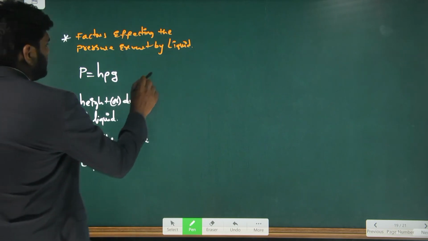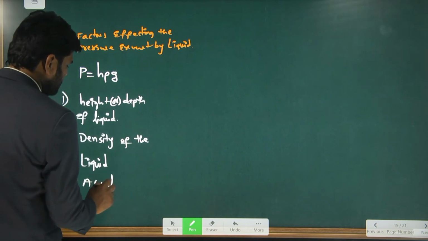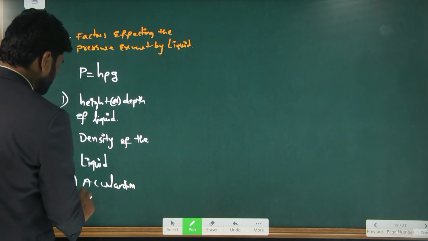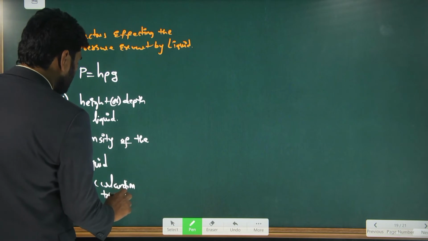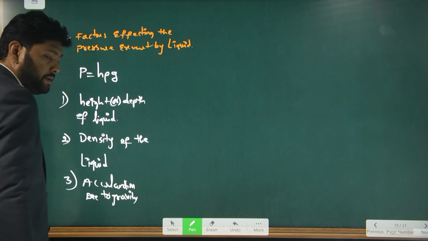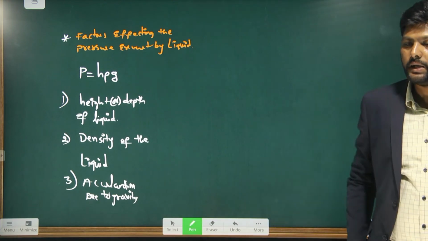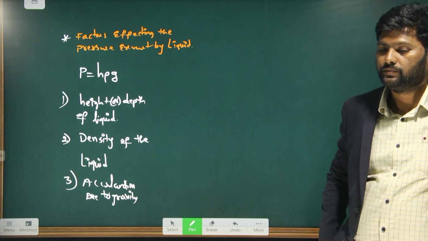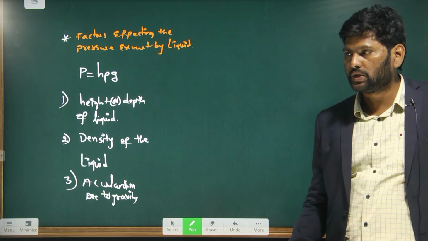And the third one is acceleration due to gravity. Acceleration due to gravity also will affect the pressure exerted by the liquid. These are the three factors that affect the pressure exerted by the liquid. Got it? Now, based on this, we'll do some questions.